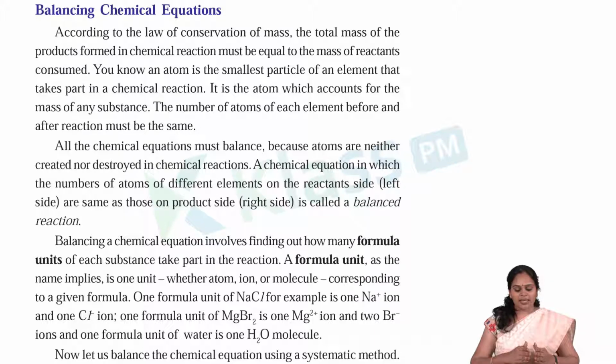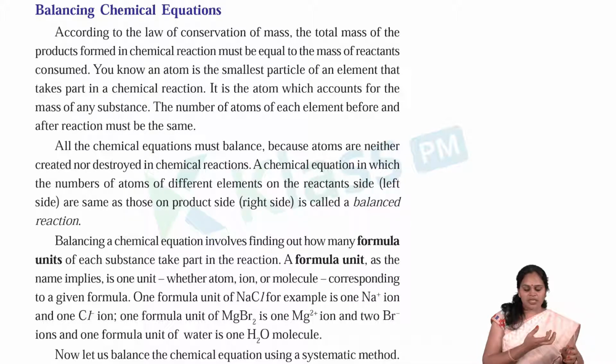Law of conservation of mass, what is it saying? It is saying that the total mass of the products formed in a chemical reaction must be equal to the mass of reactants consumed. How many reactants are participating? The amount of reactants consumed should produce the same amount of products.